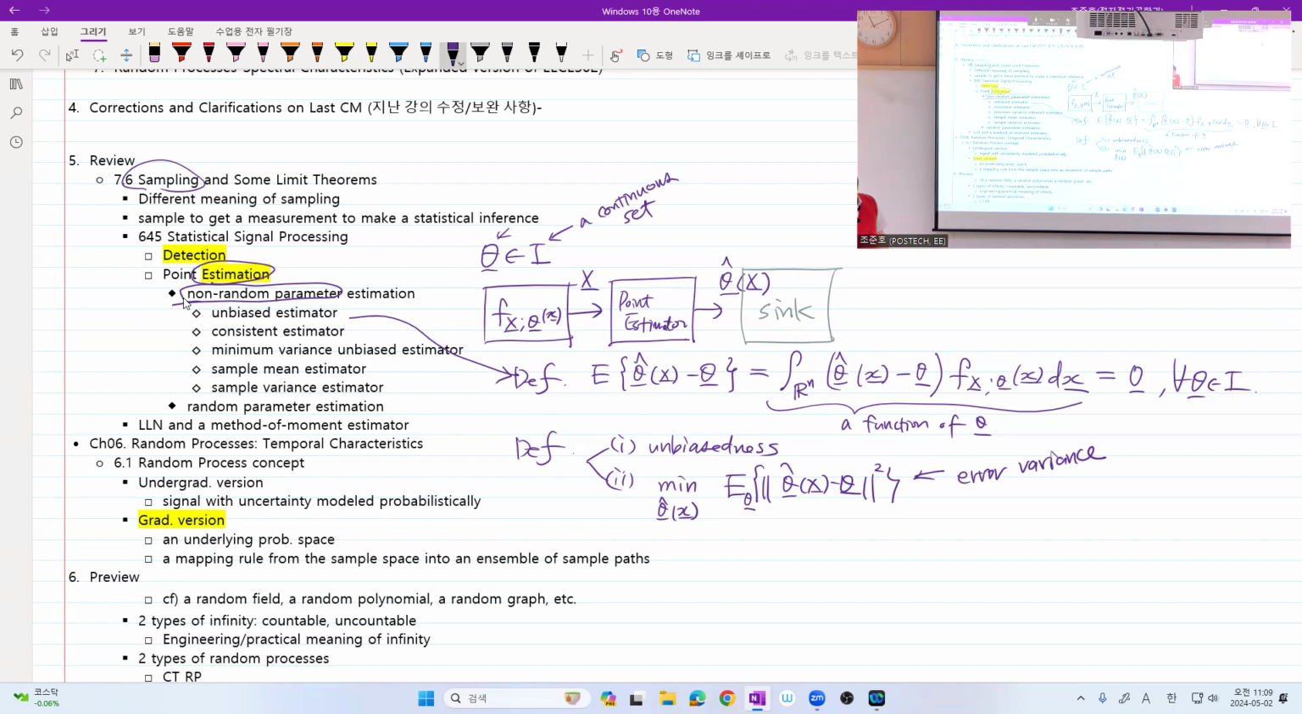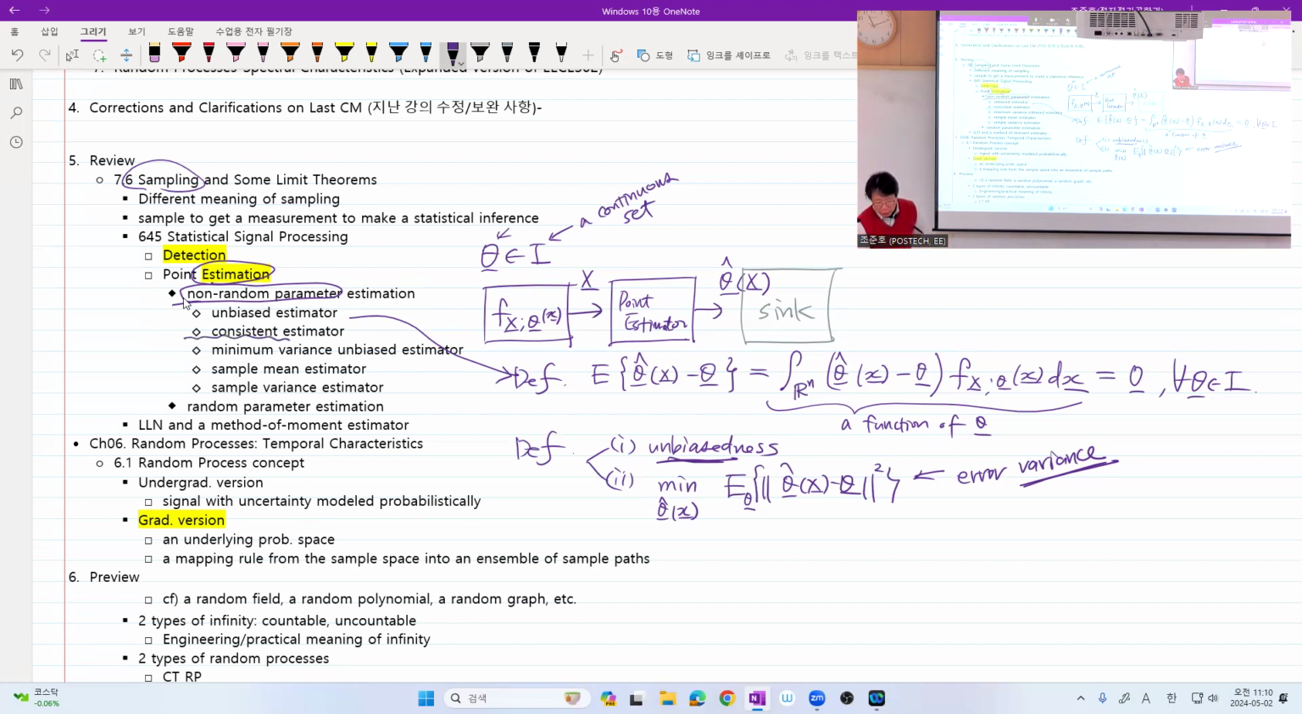So the name minimum variance unbiased estimate. Got it? Of course, without the first condition, this cannot be named as the error variance. But anyway, in order to minimize the variance of error, you usually use the trace of the covariance matrix so that you quite often see the computation of the error covariance matrix when you talk about unbiased estimators.